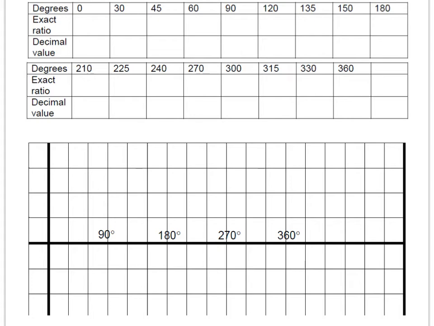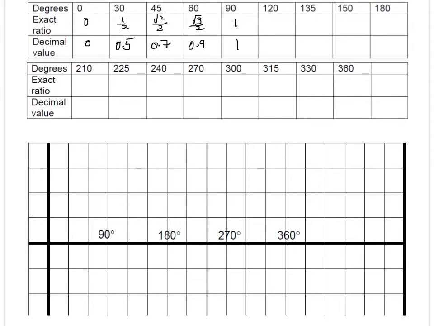When x is 0, we know that sine 0 is 0, and the decimal value is 0. When x is 30, the sine value is 1 over 2, which is 0.5. When x is 45, the sine value is square root of 2 over 2, which is about 0.7. When x is 60, it's square root of 3 over 2, which is about 0.9. When x is 90, sine 90 is 1. The decimal value is 1.